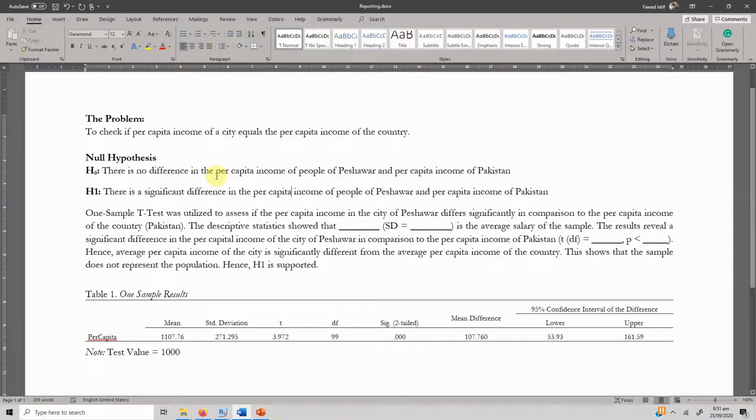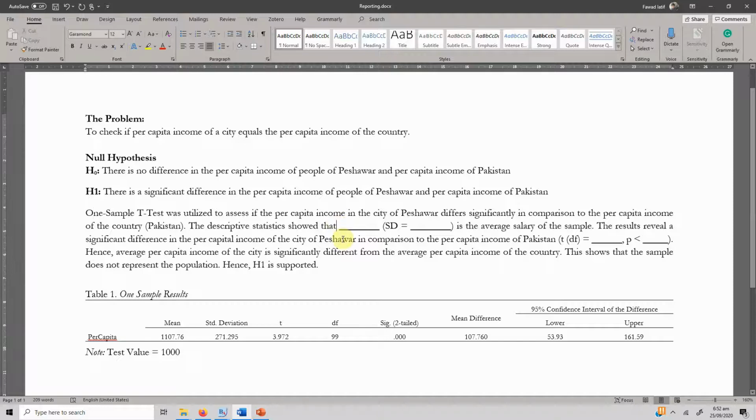Here is how you can report the results. The problem is to check if the per capita income of the city equals the per capita income of the country. The null hypothesis is there is no difference in the per capita income of the people of Peshawar and the per capita income of Pakistan. The alternate hypothesis is there is a significant difference in per capita income of people of Peshawar and per capita income of Pakistan. So a one sample t-test was utilized to assess if per capita income in the city of Peshawar differs significantly in comparison to per capita income of the country, that is Pakistan.